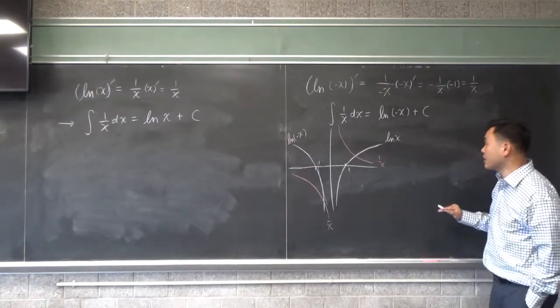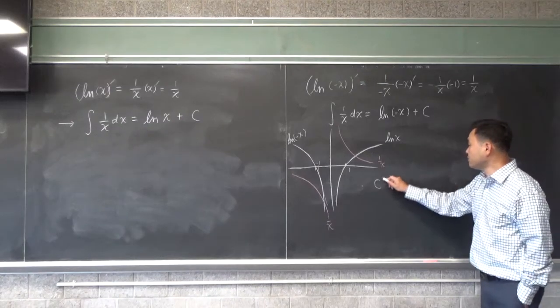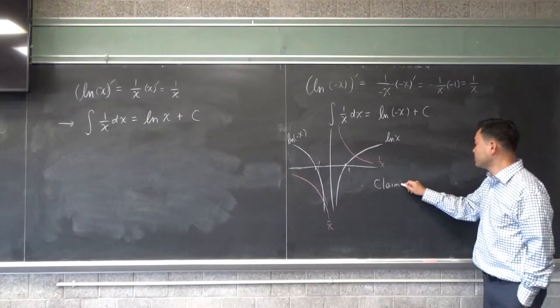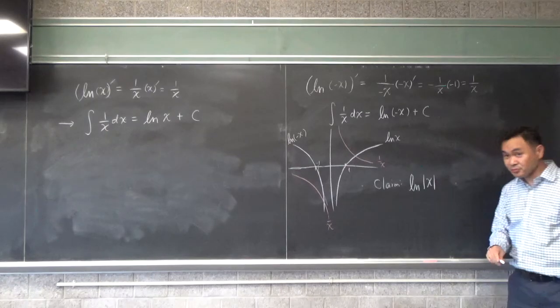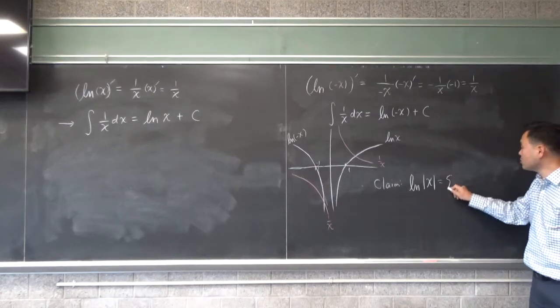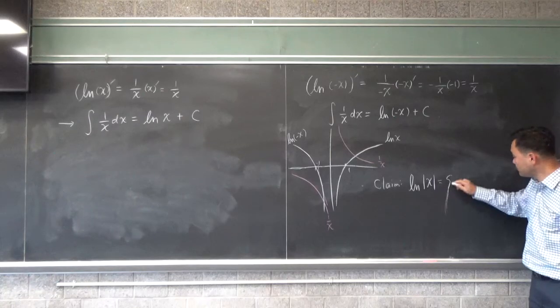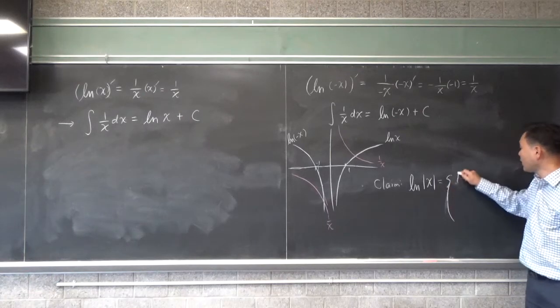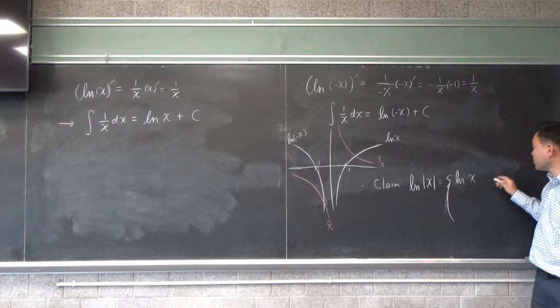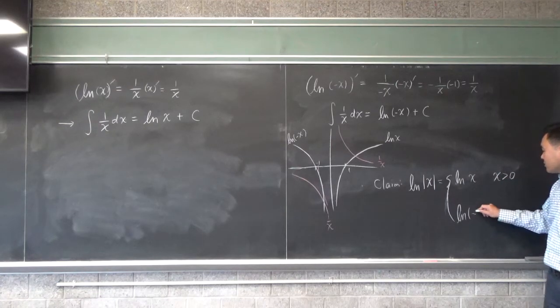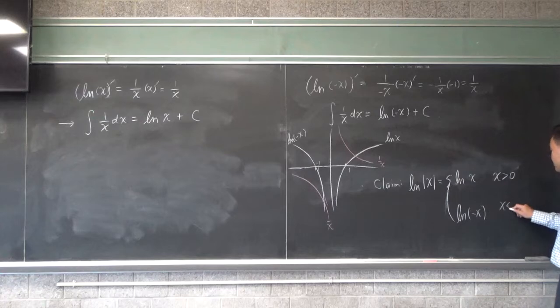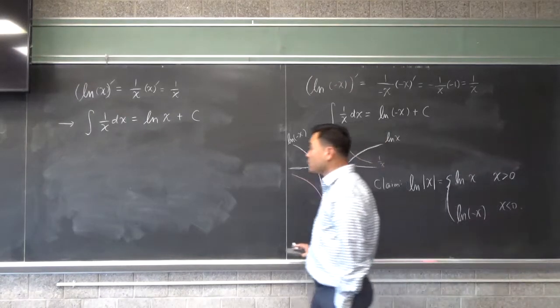So here's what I claim. Claim: ln of absolute value of x actually becomes ln of positive x if x is positive, and ln of negative x if x is negative. Now let's see why that is so.